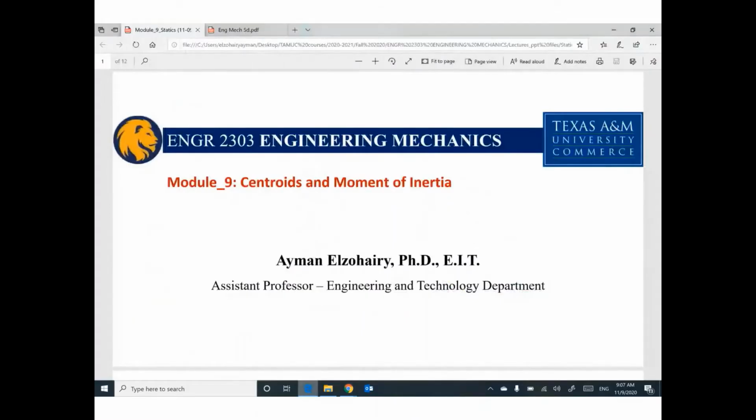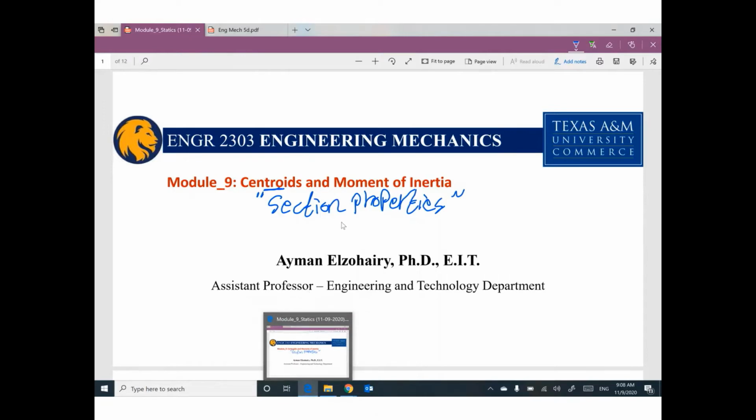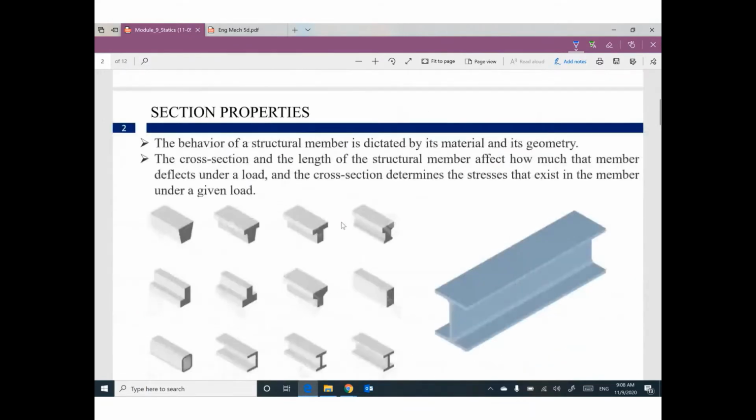Our new topic today is talking about centroids and moment of inertia. In a different title, it's section properties. And these properties will be centroid and something called moment of inertia. What do you mean? What is the meaning? Let me explain it in more detail.